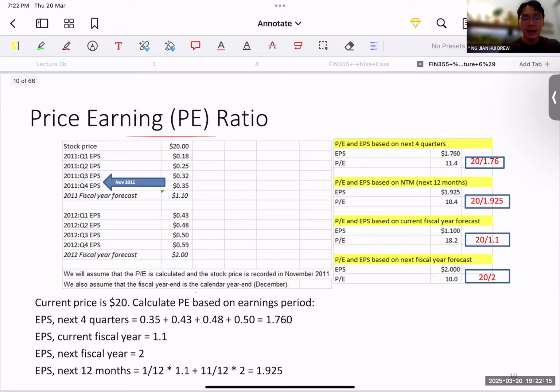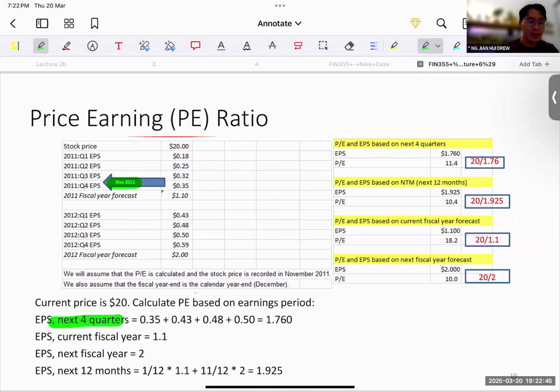Okay, so let's build some basic understanding of the types of PE and the variations there are. There are multiple variations. The first variation is that we want to calculate the PE based on the next 4 quarters. And in this question, your earnings is as of November 11, 2011.